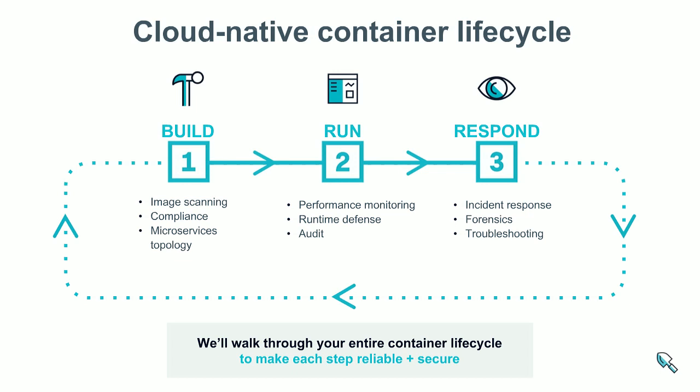So if I'm at build time, my developers are building the containers, I can do image scanning, I can check for compliance at build time, and microservice topology, so I understand the different components in my application. When I deploy the applications in my OpenShift clusters, I can look at performance monitoring, at how the applications behave in production, and if there is any runtime issue, and audit all the behavior in general.